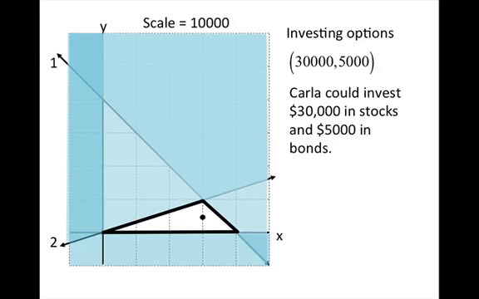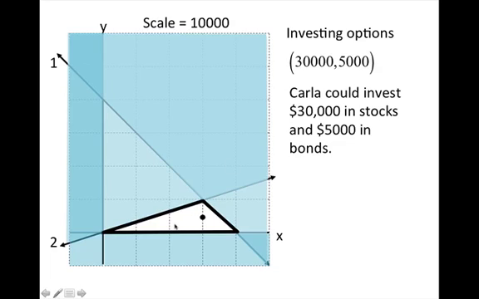And then the other restriction was bonds were at most 1/3 of the stocks. Well, if the stocks are 30,000, a third of 30,000 is 10,000, and the bonds do not exceed that. So this combination of investing options satisfies her restrictions.